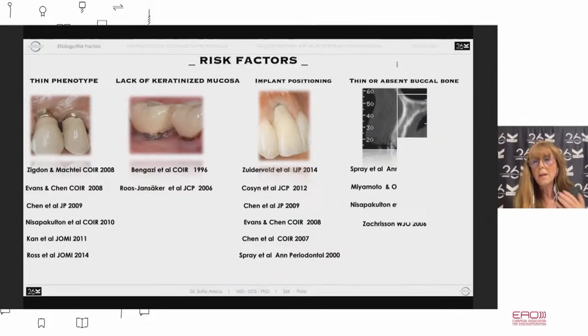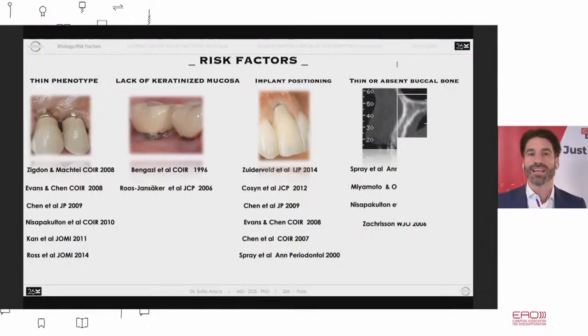Therefore, that's why we cannot talk about etiological factors when we are facing soft tissue dehiscence, and to have these two definitions clear in our mind, we know it will be much easier to avoid the soft tissue dehiscence. And, exactly. So this is where we see, for example, thin phenotype.